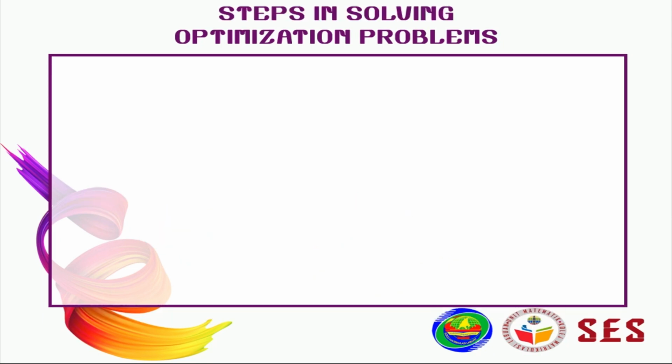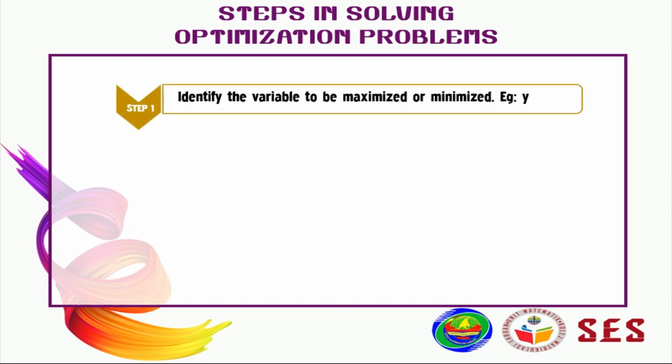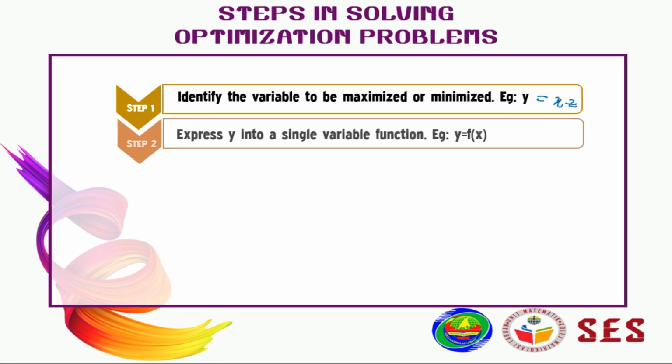Okay, so there are a few steps which you can follow to solve optimization problems. So the first one is you need to identify the variable to be maximized or minimized. So for example, now you have y equal to xz. And the second step is you need to express y as a single variable function. So now your y is in terms of x and also z.